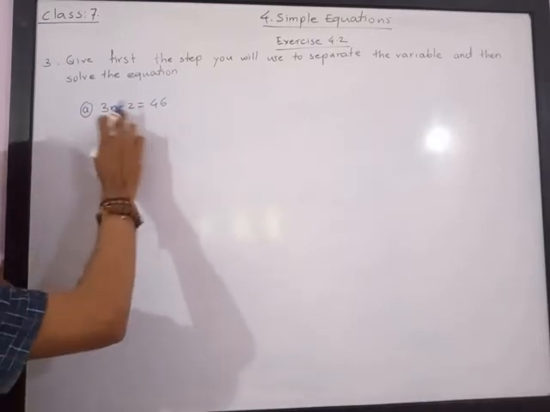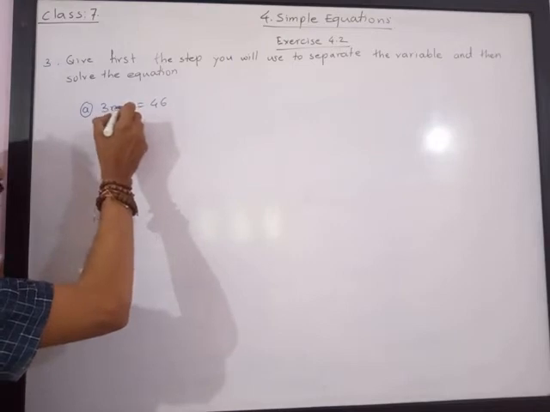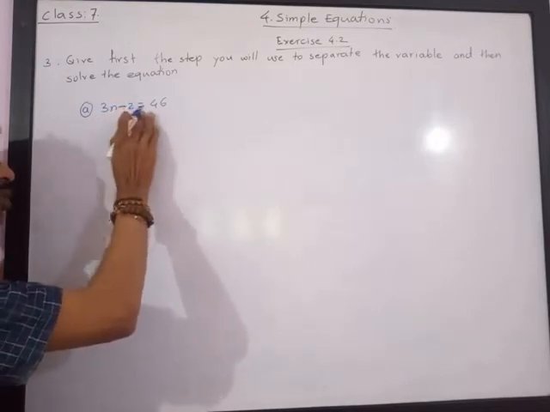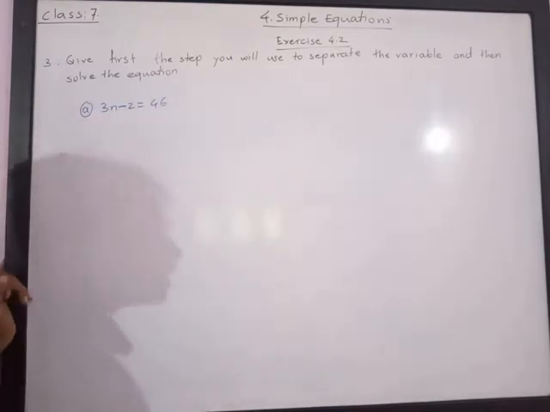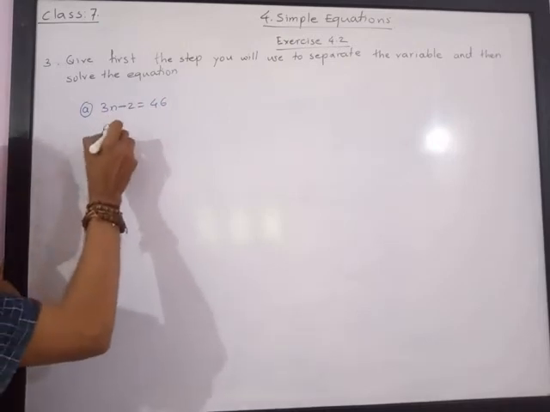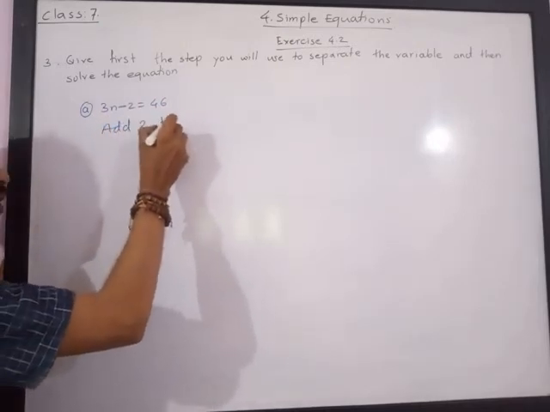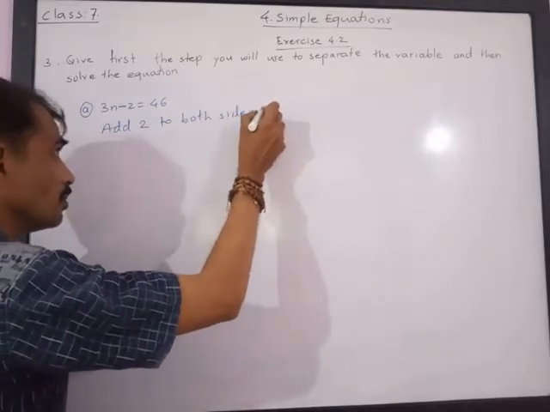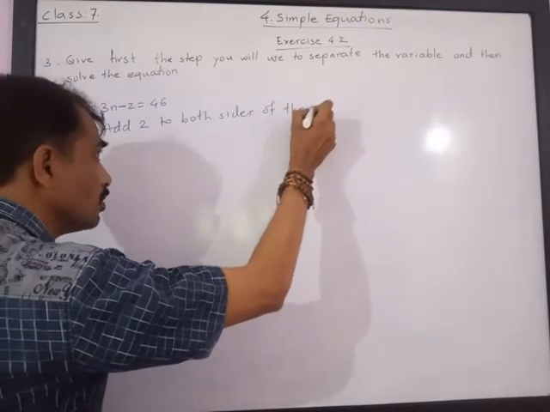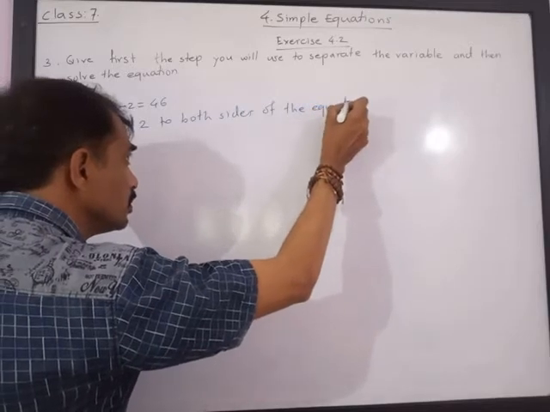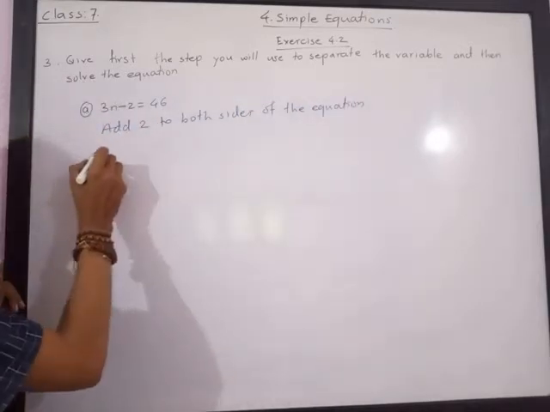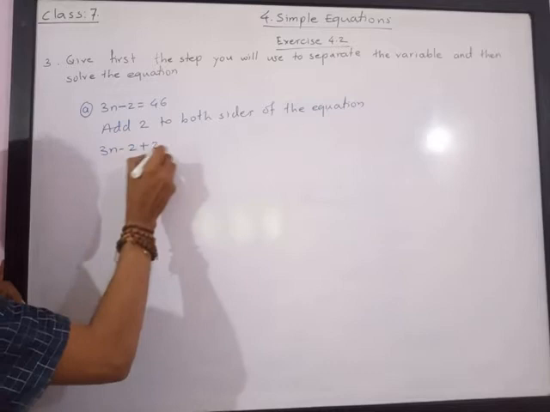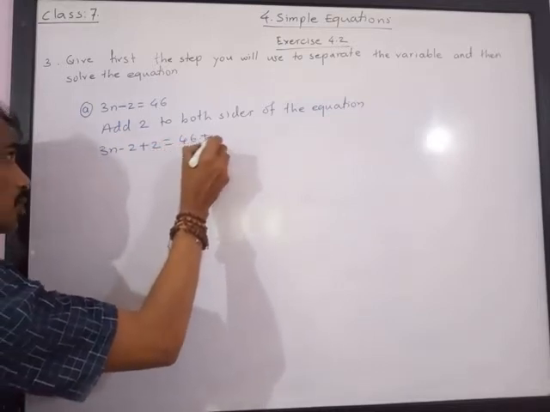So to eliminate 2, please note here 2 is subtracted. So to eliminate 2, we add 2 to both sides. So add 2 to both sides of the equation. Therefore, this becomes 3n minus 2 plus 2 is equal to 46 plus 2.